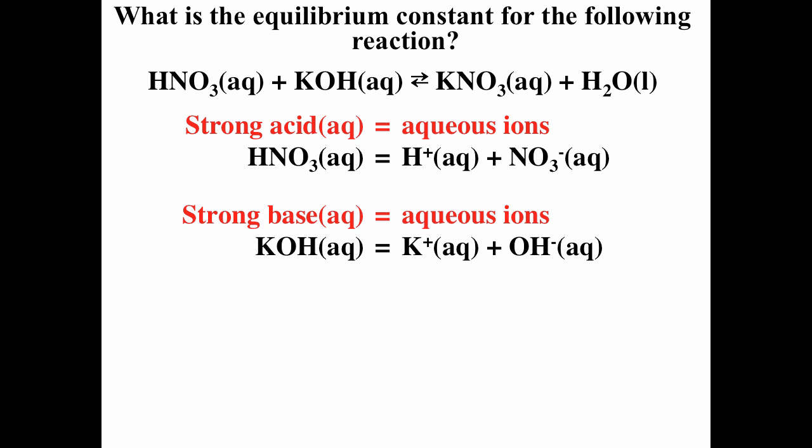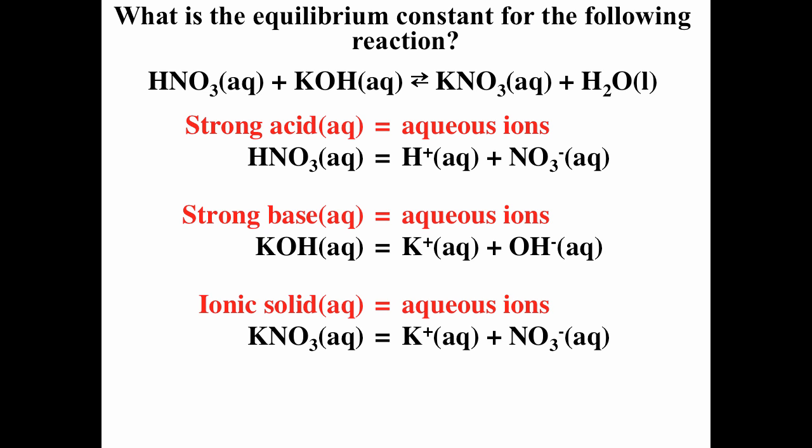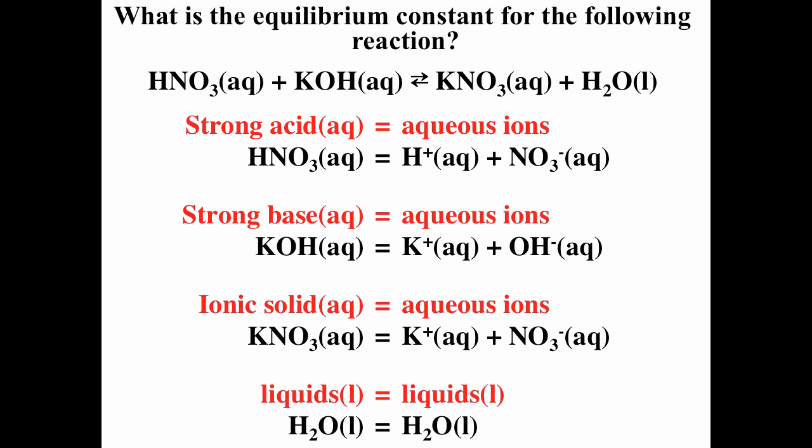Then KNO3 looks like an ionic solid, but it's aqueous. If you have something that looks like an ionic solid but it's aqueous, it means it's broken apart into aqueous ions. Now for the liquid, it's just a liquid. It doesn't break apart. And so we can take this reaction and substitute the ions indicated.